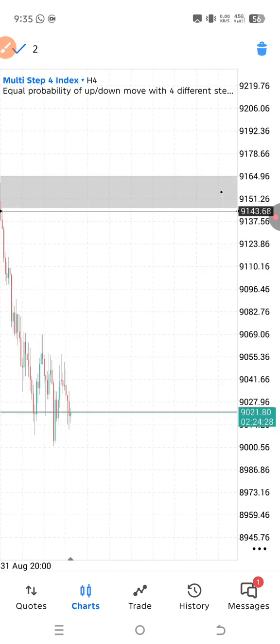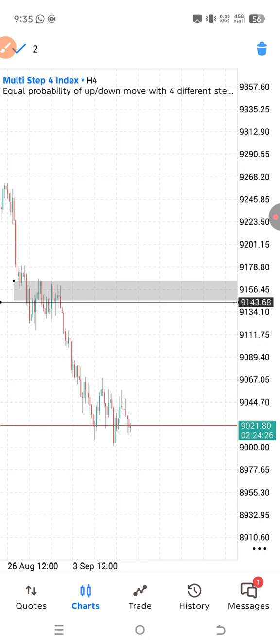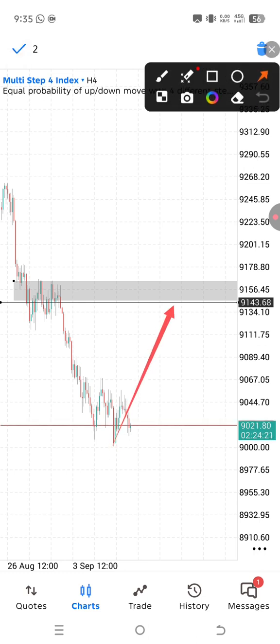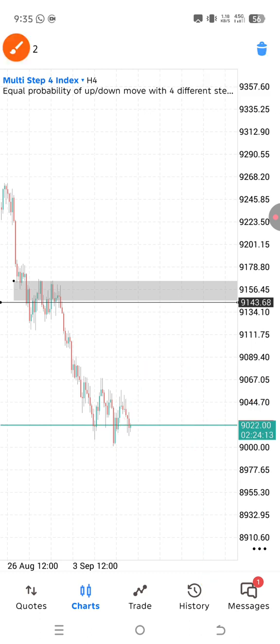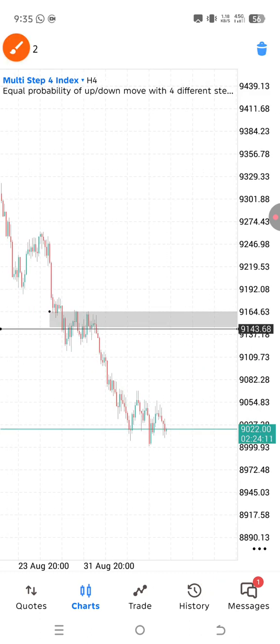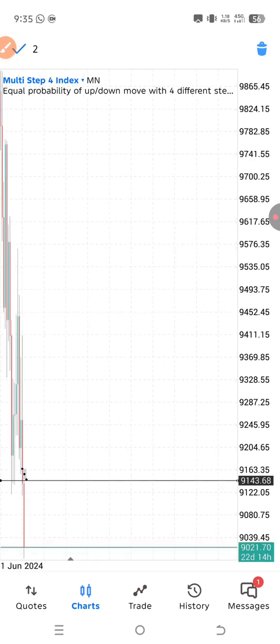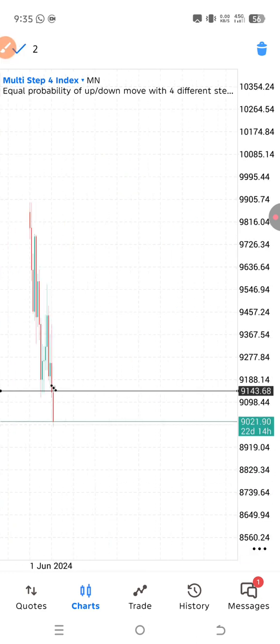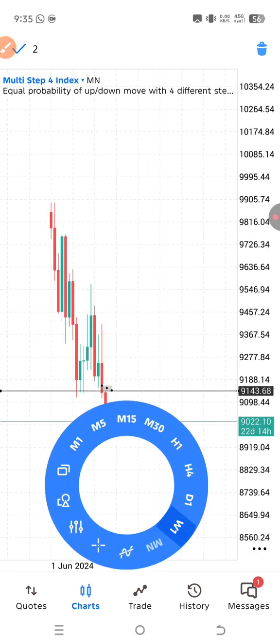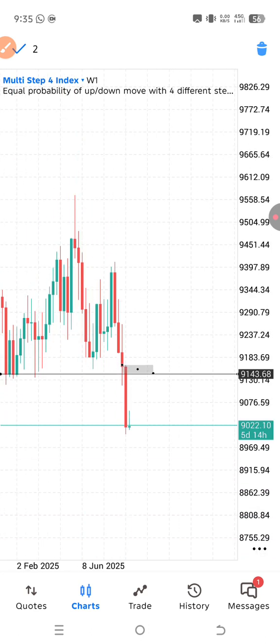Let price retrace back into the zone. Then you can sell from there to the downside. So that is it. You can see we started from the higher time frame, monthly. The monthly was giving us a downtrend. Weekly was also giving us the same downtrend, right?